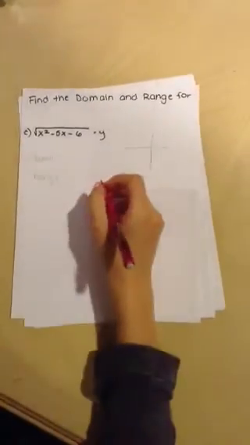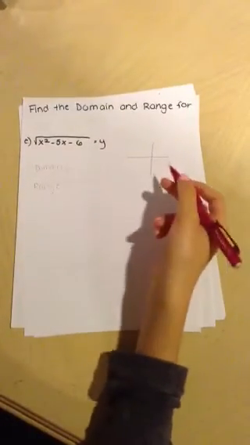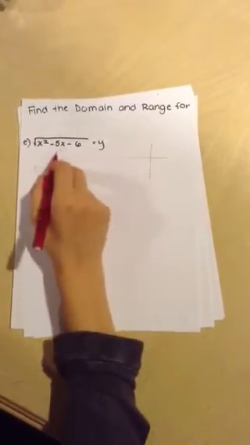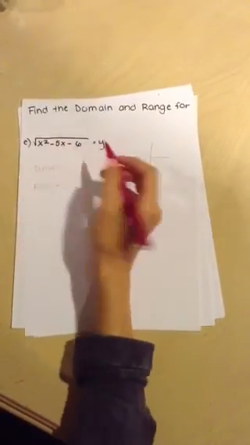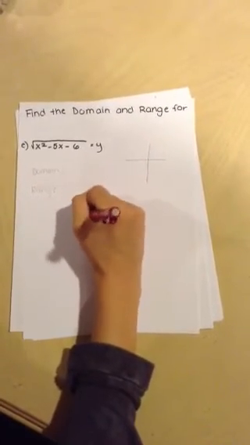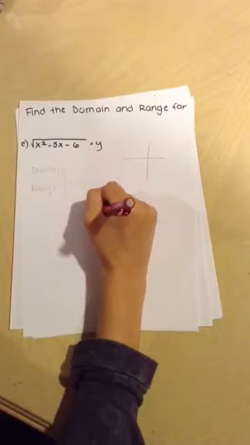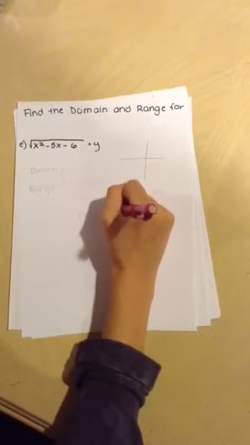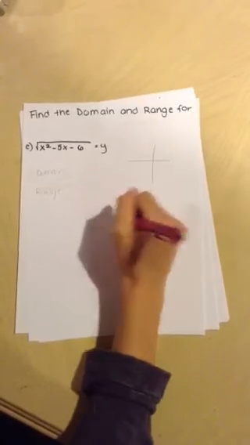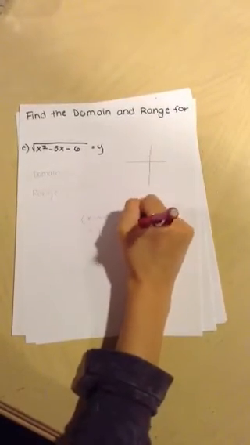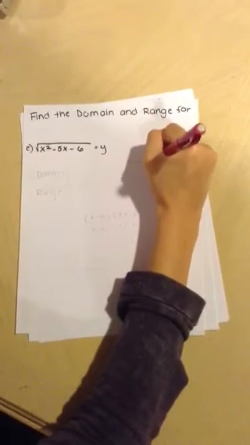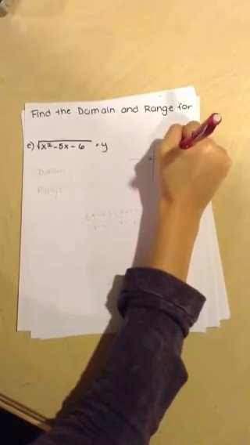Now for this last one, we are going to factor, and it's going to be easier to graph to find the domain and range for these. And you have to factor this because you can't have any negatives under the radical. So this factors to x minus 6 and x plus 1. So you're going to have x equals 6 and x equals negative 1. So that's where your points are going to be.